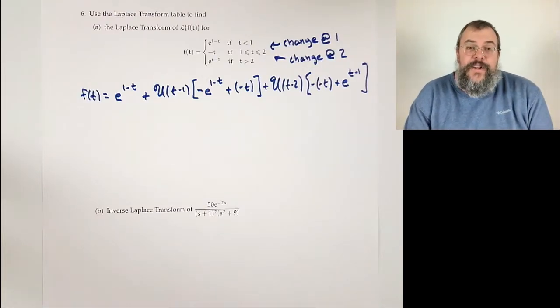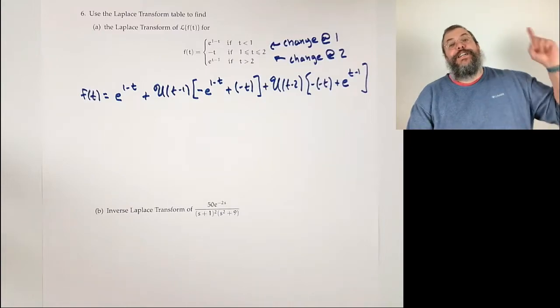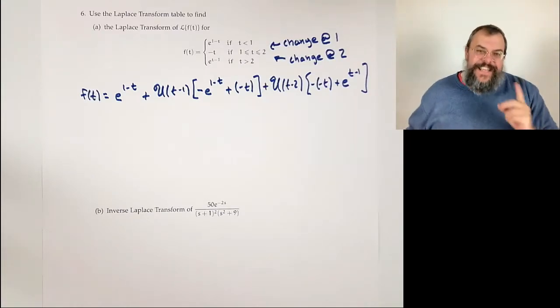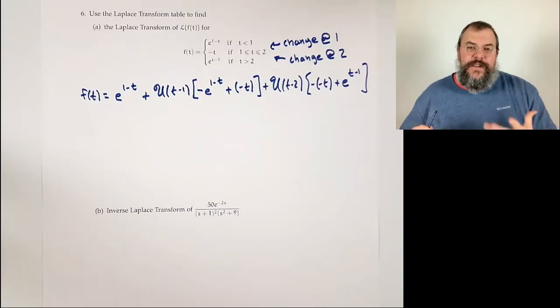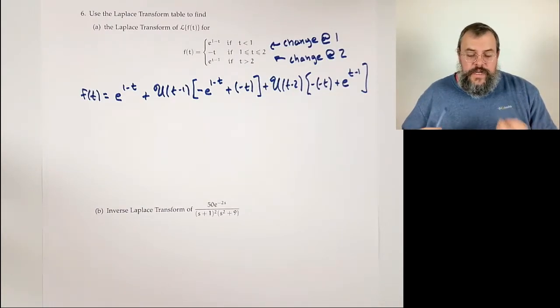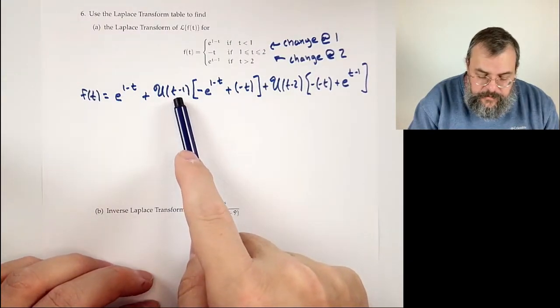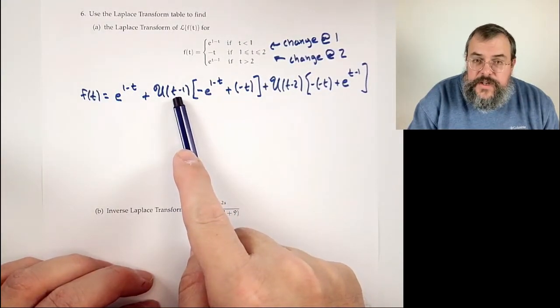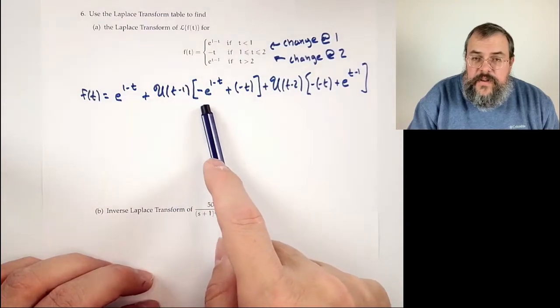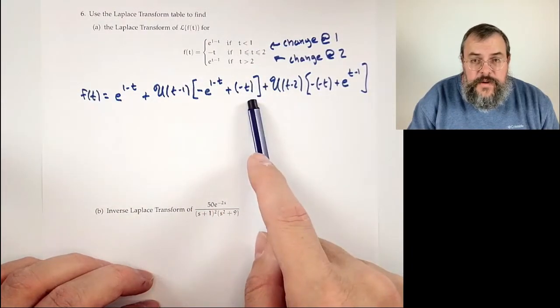Now, are we ready to take the Laplace transform? No, not yet. So there's a subtlety here. When we're taking the Laplace transform, we need to have everything matching what's inside the unit step function. So this t minus 1 says all of this needs to be written as t minus 1.